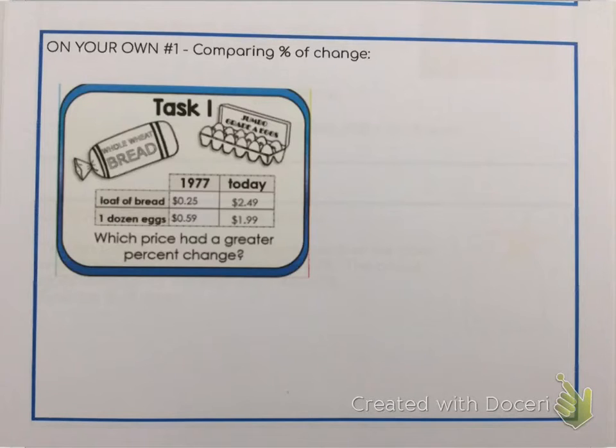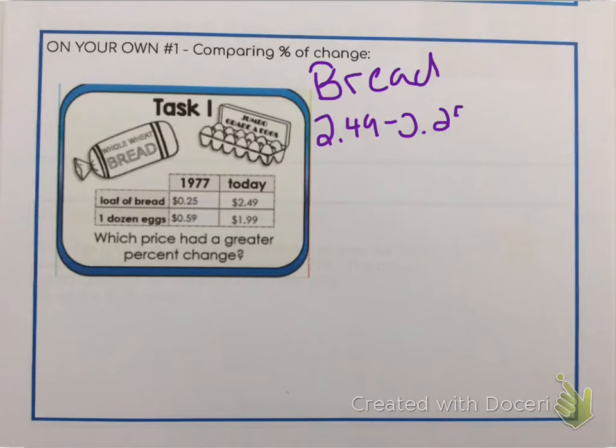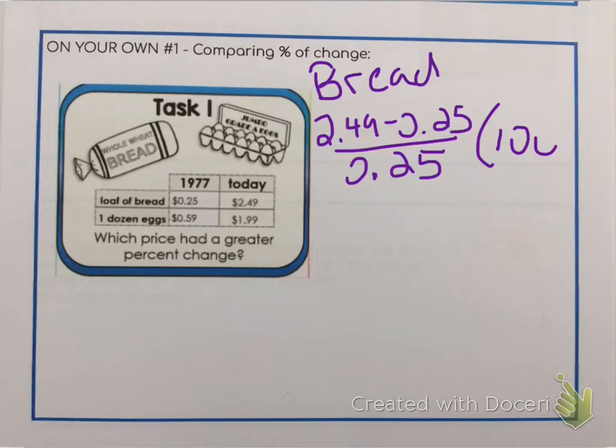Okay, so to find the percent of change for the bread, we're going to do the amount of change. So the bread went from 25 cents to 2.49, so you're going to subtract those two numbers, okay? You're just finding how much it changed, the difference between the two. And we're going to put that over the original, which is 25 cents. That's where it started in 1977. And you're going to multiply that by 100, okay?